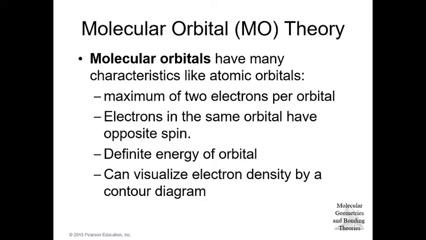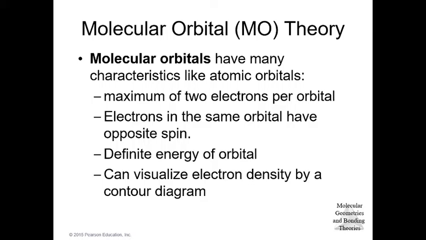So what we need to know about molecular orbital theory is, instead of having atomic orbitals that overlap or atomic orbitals that are mixed, now we have a new kind of orbital, molecular orbitals. These are orbitals that represent the entire molecule. That's why they're called molecular orbitals rather than atomic orbitals.